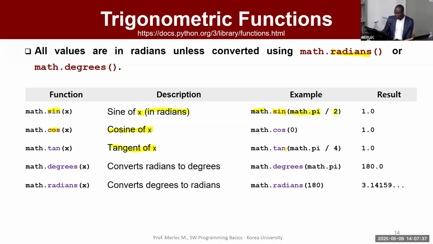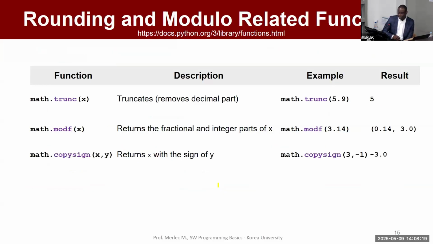In this example, we have tan, which is used to compute the tangent of the constant pi divided by 4, which is 1. And then you have the degrees function defined in the math module. It converts radians into degrees. And then you have radians, which converts degrees into radians. So those are trigonometric functions that are defined in the math module. Again, the list is not extensive. To get the extensive list, refer to the Python documentation.